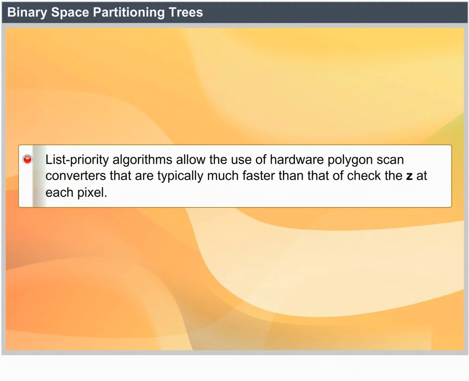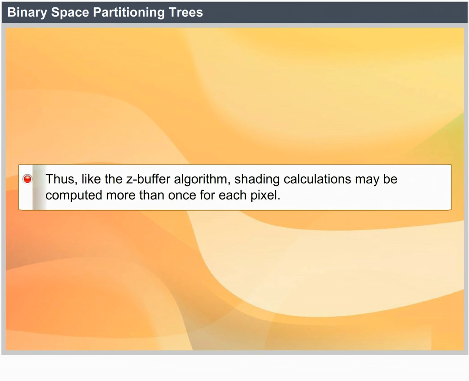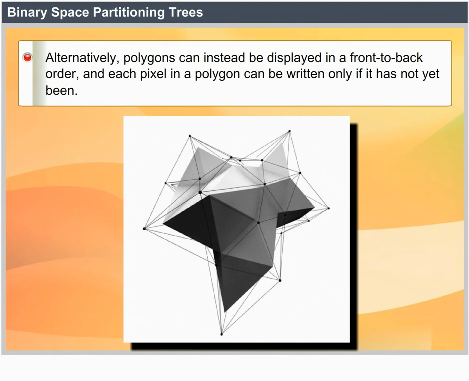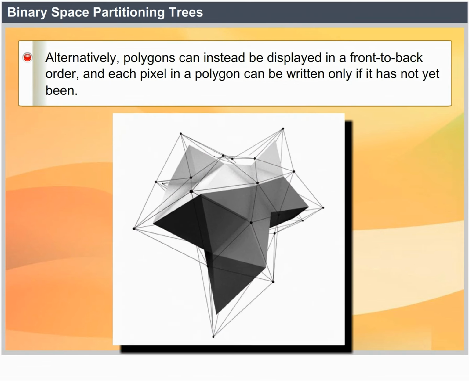List priority algorithms allow the use of hardware polygon scan converters that are typically much faster than those that check the Z at each pixel. The depth sort and the BSP tree algorithms display polygons in a back-to-front order, possibly obscuring more distant ones later. Thus, like the Z buffer algorithm, shading calculations may be computed more than once for each pixel. Alternatively, polygons can instead be displayed in a front-to-back order, and each pixel in a polygon can be written only if it has not yet been.